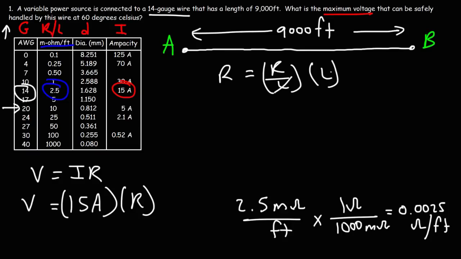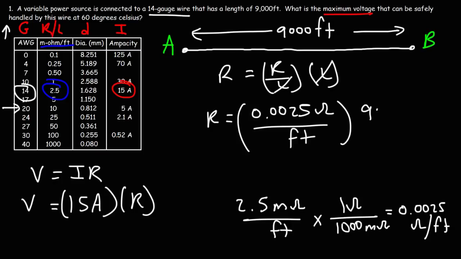The resistance is going to be the resistance per unit length times the length of the wire, because those are going to cancel out. The resistance per unit length is 0.0025 ohms per foot. And so we're going to multiply that by 9,000 feet. So we can see the unit feet will cancel. And so it's 0.0025 times 9,000. And the resistance of this wire is going to be 22.5 ohms.